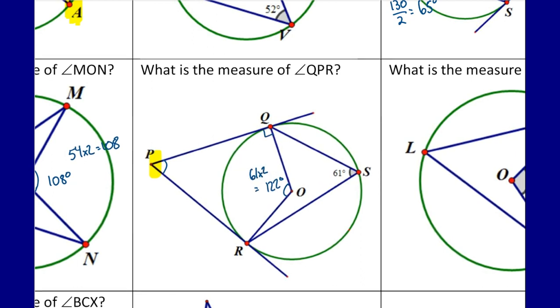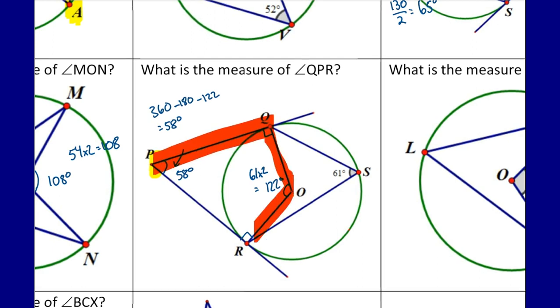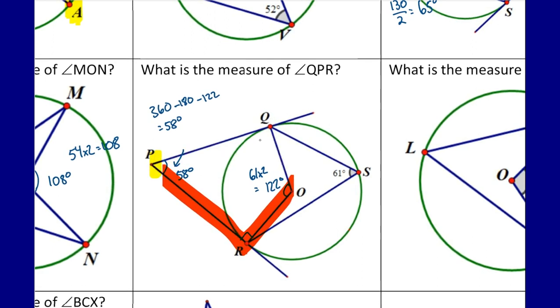And because we have two tangents that meet at 90 degrees, this third angle here is going to be 360 minus 90 minus 90 minus 122, and we get 58 degrees as well. And again, the reason we're subtracting it from 360 is because we have a 1, 2, 3, 4-sided figure. So the angles in a 4-sided figure add up to 360 degrees.